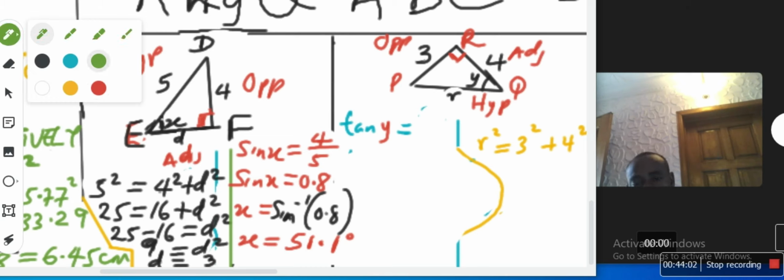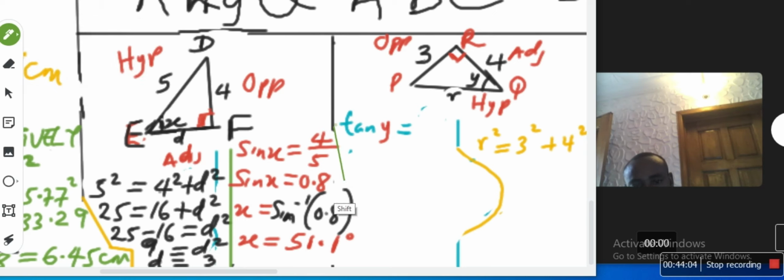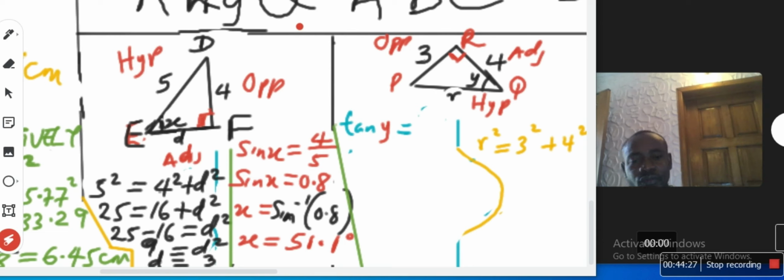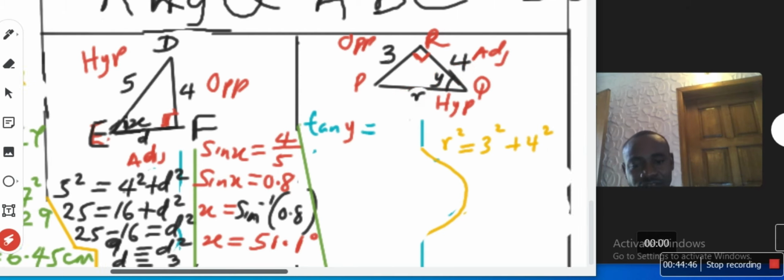Okay, let's look at this second one and then we move on to applications. So I'm looking for small letter r. We're looking for y first of all. Tan y. You see y? Now that's the angle. Tan y. We're looking for y, or we can even look for r. Any one you want us to do. I actually did r first.